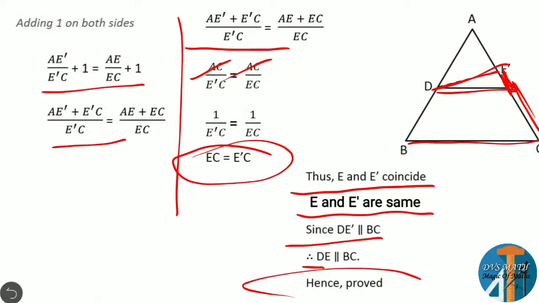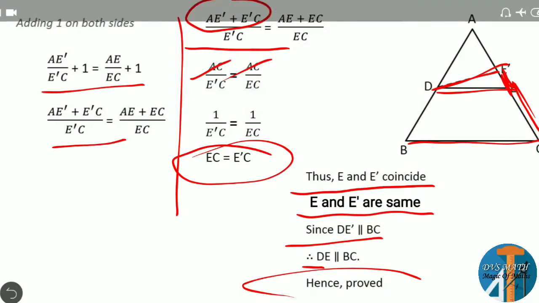Then in next step, add 1 on both sides. For that we are taking RHS are equal, right? If you add 1 on both sides taking LCM and observe the numerator through the figure, you will get AE dash plus E dash C, together you will get AC. Again here AE plus EC, together you will get AC. So AC cancel, you will get 1 by E dash C is equal to 1 by EC. So finally you got these both lines are equal, that is EC is equal to E dash C. When they are equal, they both coincide each other.